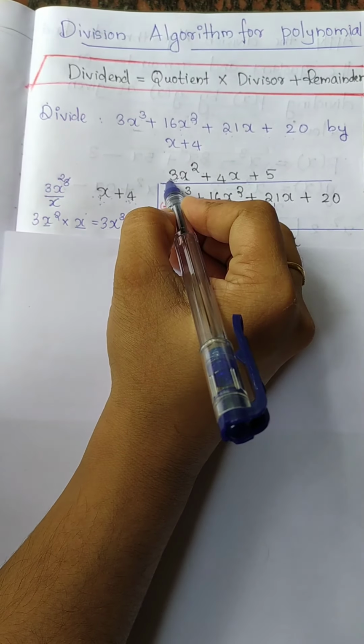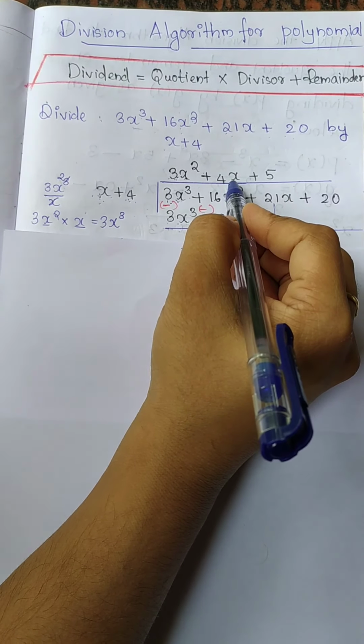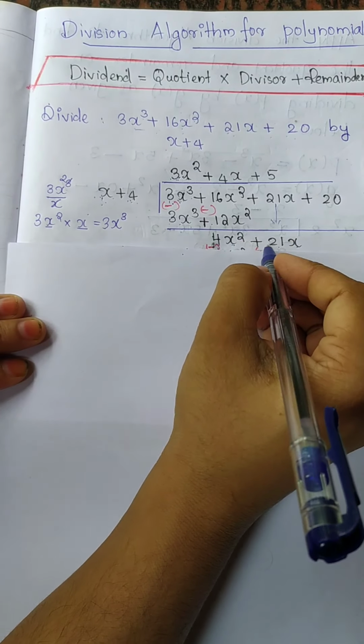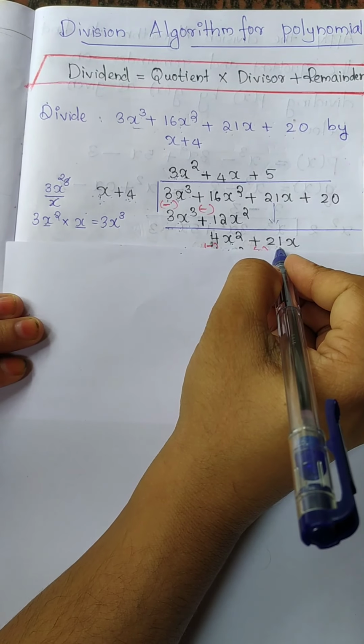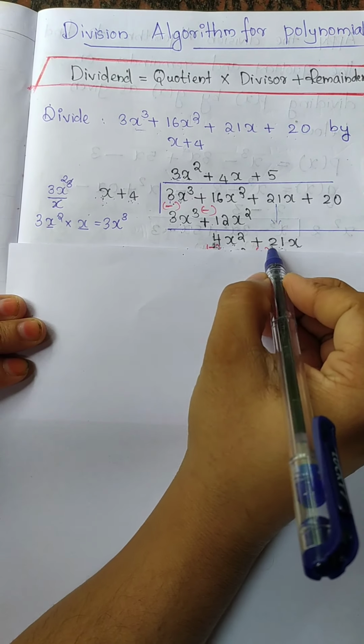Now, first term of the quotient we have obtained. To obtain the second term of the quotient, what do you have to do? We have to divide the highest degree term of the new dividend. Now what have you got? We have got a new dividend here.